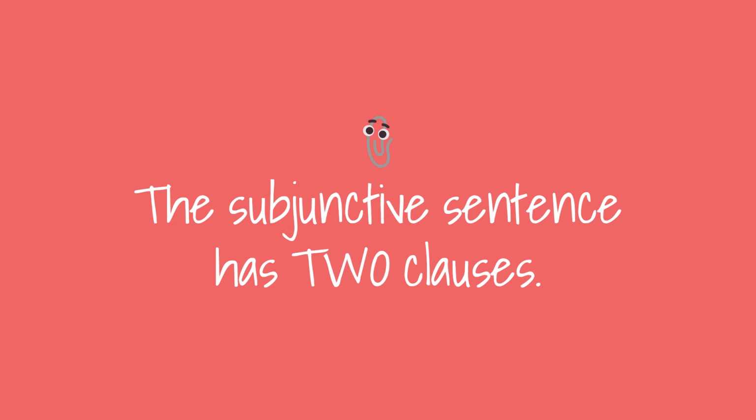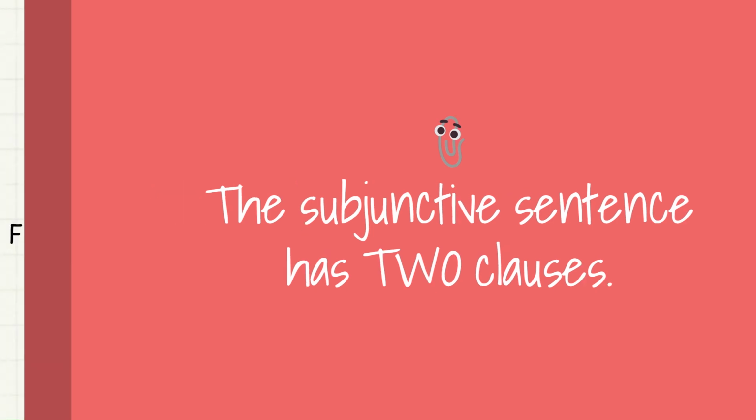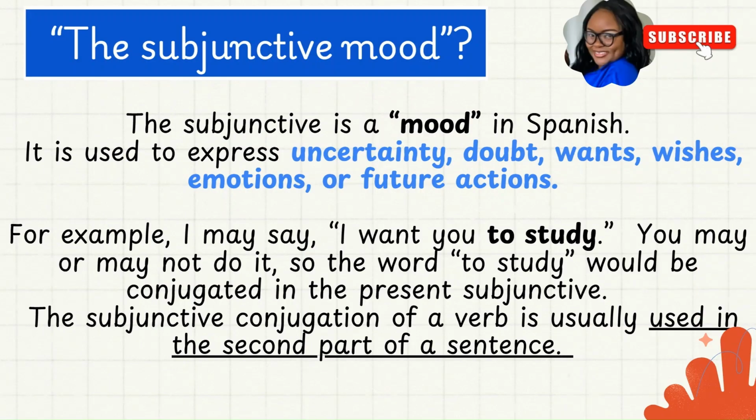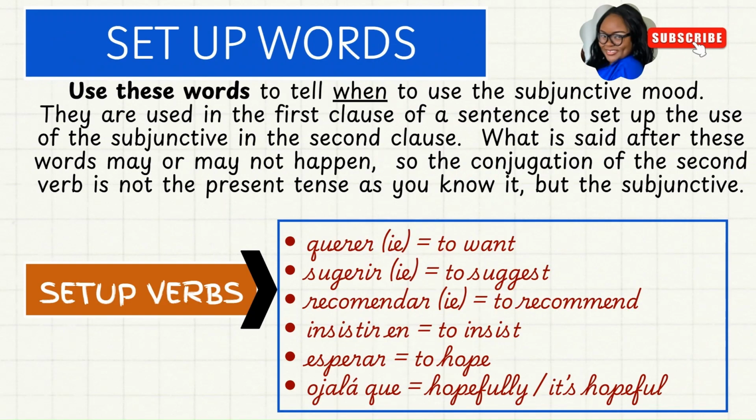The first clause is the first person wanting something, desiring something, recommending or advising or wishing something on another person. And the second clause is where the subjunctive conjugation would be placed in the second part of the sentence. Now let's go into exactly what I'm talking about. Let's start with the first clause. Now, each sentence has two parts.